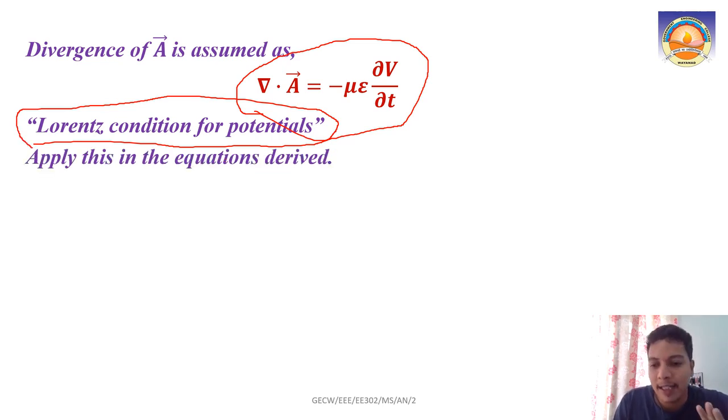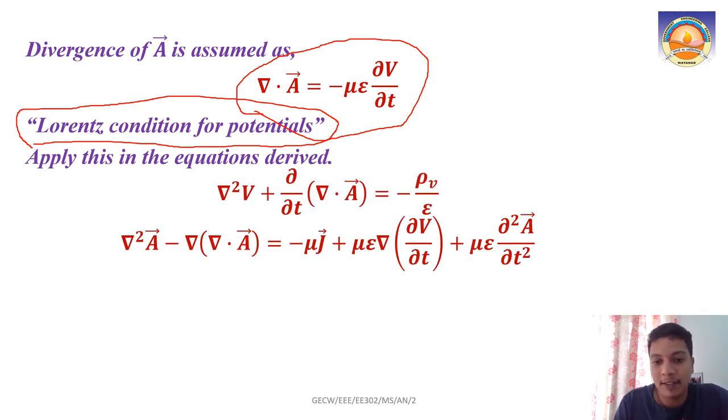Now, all I want you to do is this much only. Apply this in the equations that we already derived. What are the equations we derived? The first equation is del square V plus dou by dou T of del dot A equal to minus rho V by epsilon. This is the first equation. The second equation is on the last slide: del square A minus del of del dot A equal to minus mu J plus mu epsilon del of dou V by dou T plus mu epsilon dou square A by dou T square. These are our two equations.